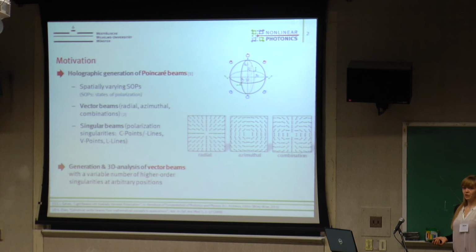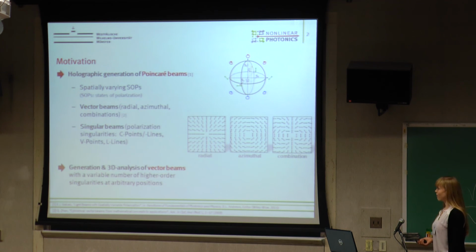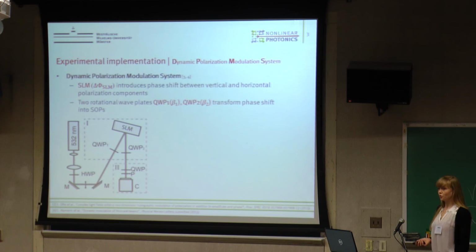Moreover, we want to have the possibility of generating singular beams, so polarization singularities such as V points, C points, or L lines. In the following, I will concentrate on the generation and also 3D analysis of our vector beams, whereby we want to generate variable numbers of V points, higher order V points, at arbitrary positions in our transverse plane.